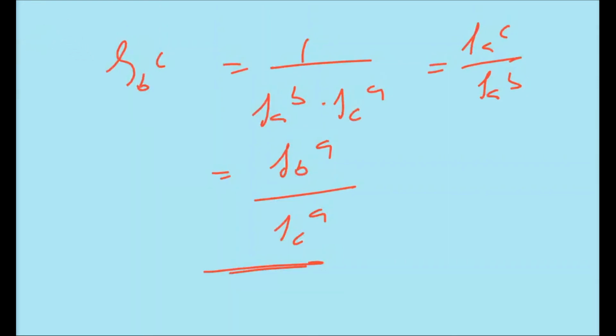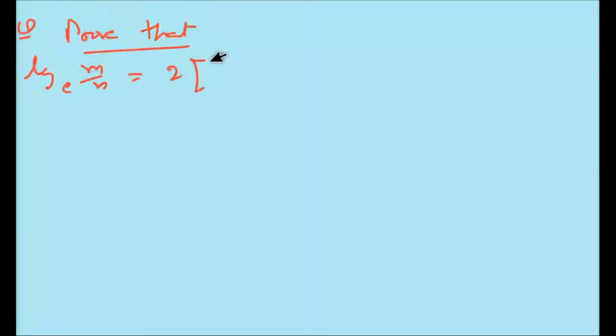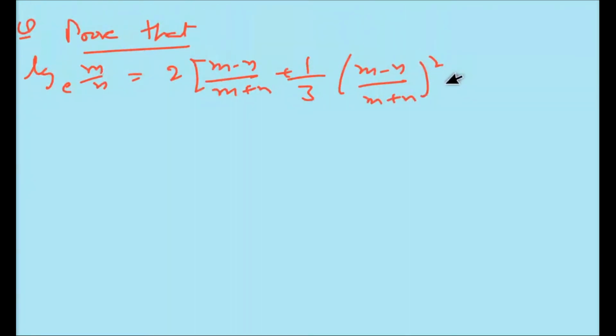Okay, so students, now solve these two questions. Prove that log m upon n is twice of m minus n upon m plus n, plus 1 by 3 of m minus n upon m plus n whole cube, plus 1 by 5 of m minus n upon m plus n whole 5.